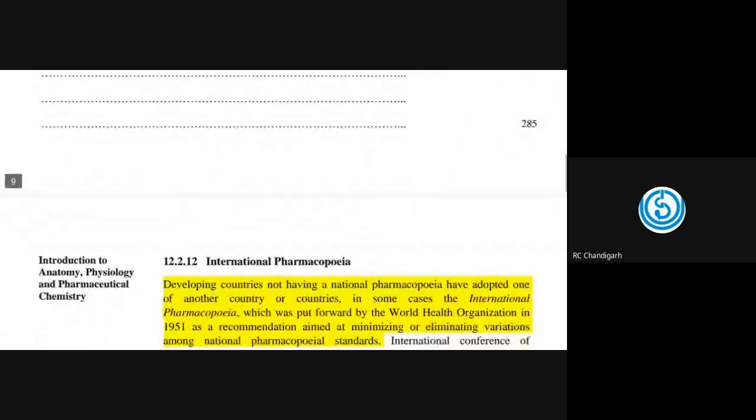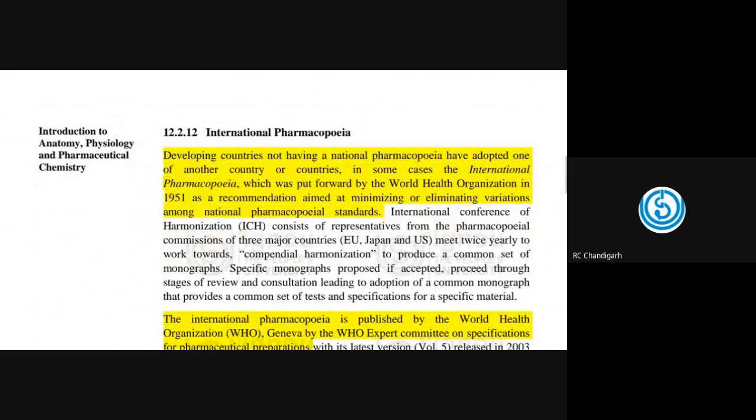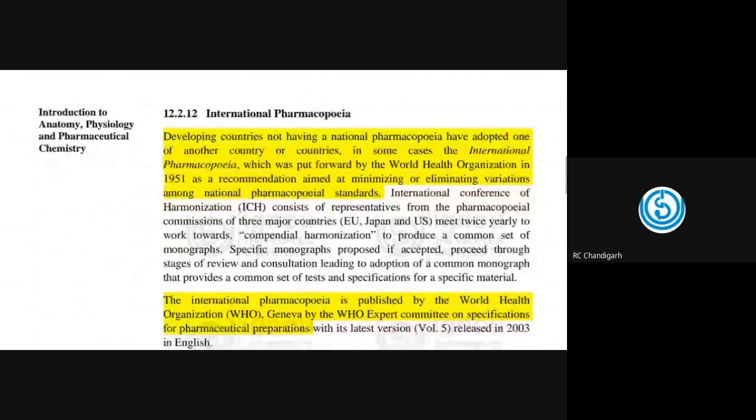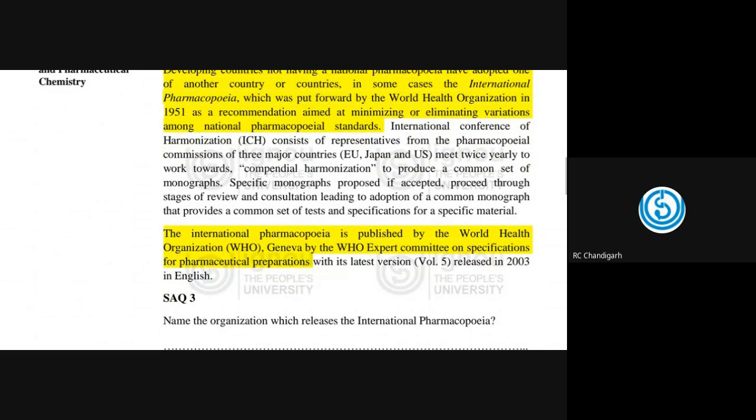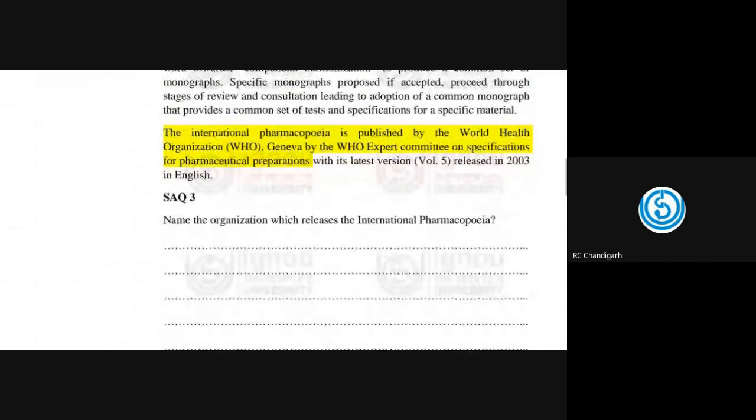International pharmacopoeias. Developing countries not having a national pharmacopoeia have adopted one of another country or countries, or in some cases the International Pharmacopoeia, which was put forward by the World Health Organization in 1951 as a recommendation aimed at minimizing or eliminating variations among national pharmacopoeial standards in different nations. The International Pharmacopoeia is published by the World Health Organization, Geneva, by the WHO Expert Committee on Specifications for Pharmaceutical Preparations.